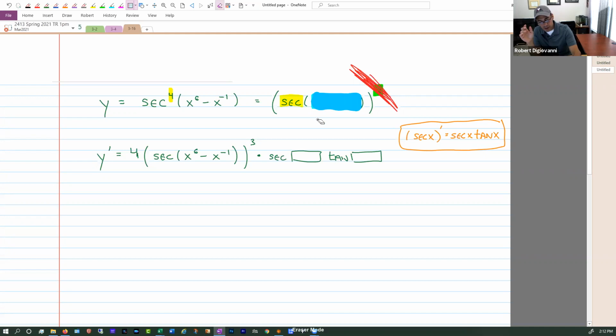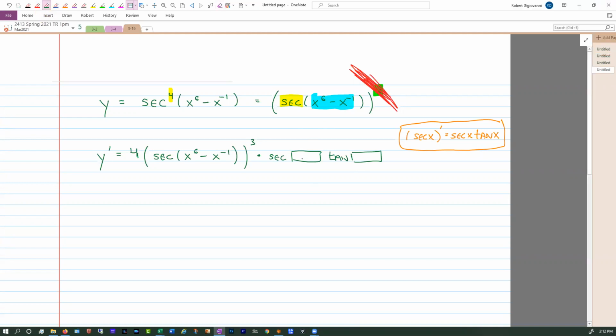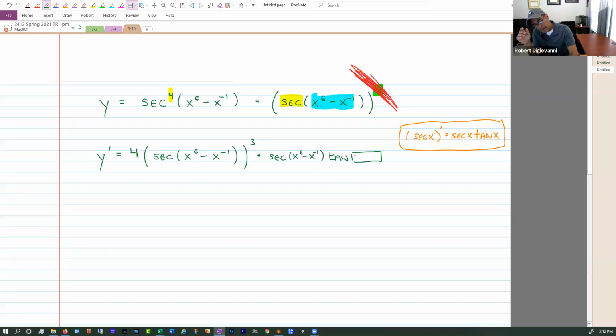So I need to uncover it. Natalie, what goes in that blue box here, or in that little box I left the space for? X to the 6th minus x to the -1st power. Yep. And then same thing with the tangent, right? Yes.